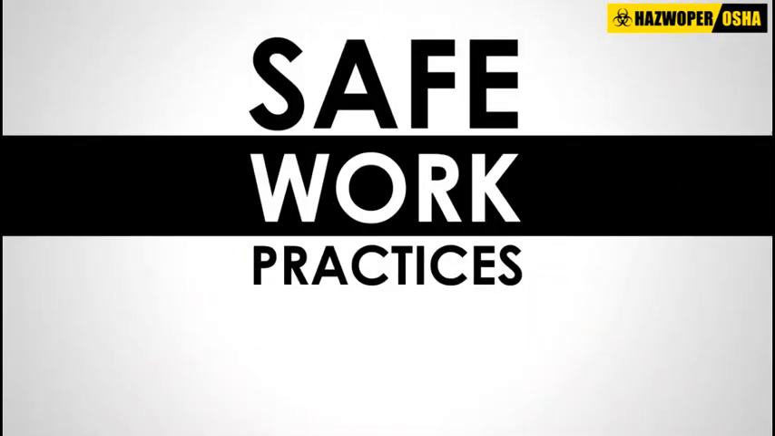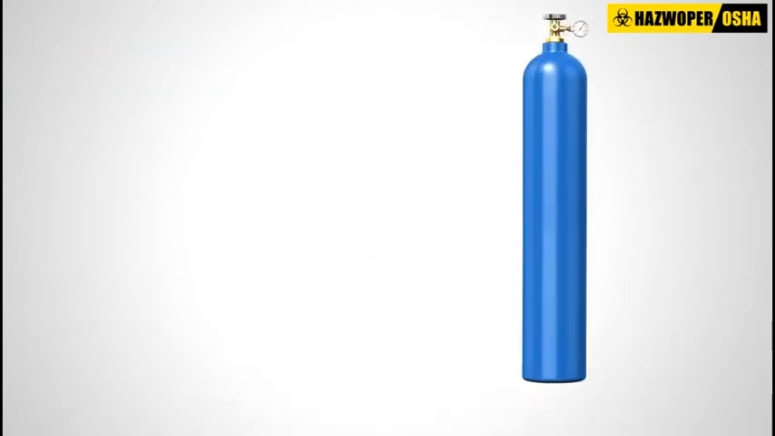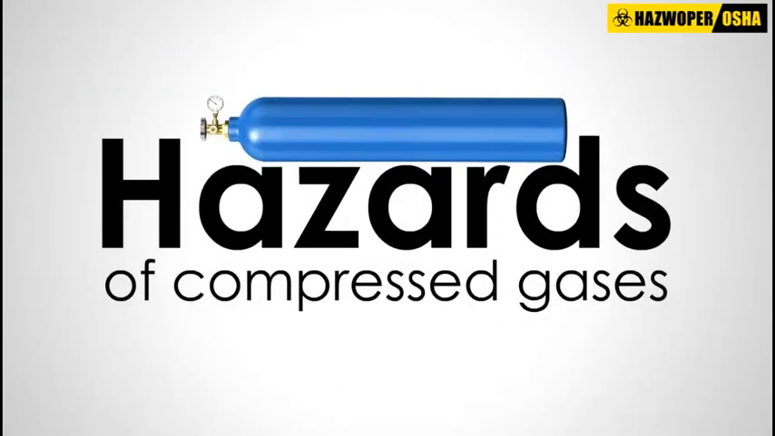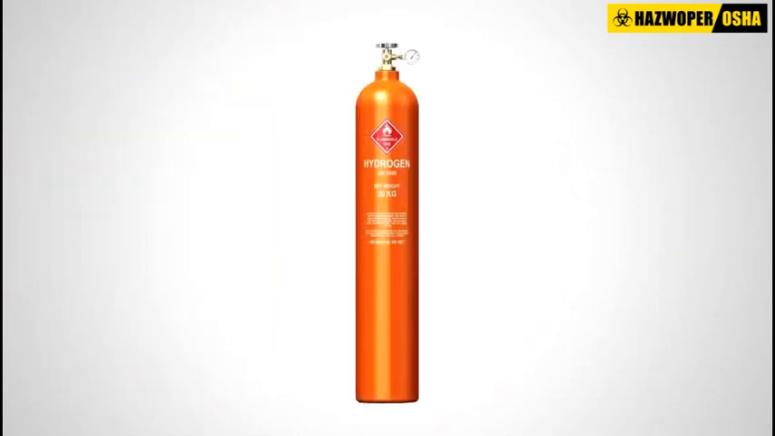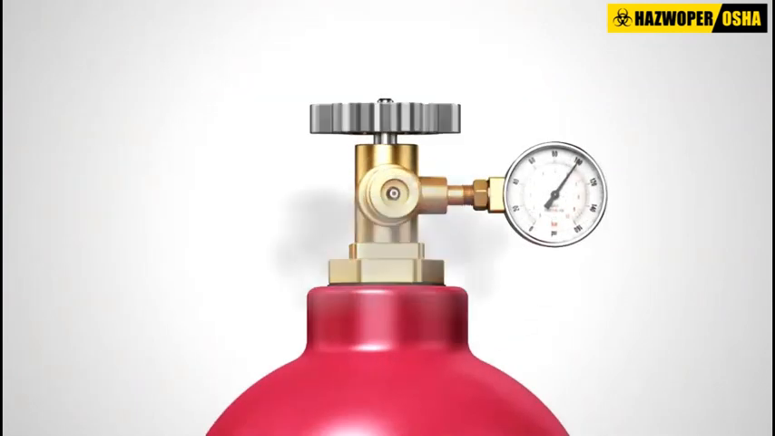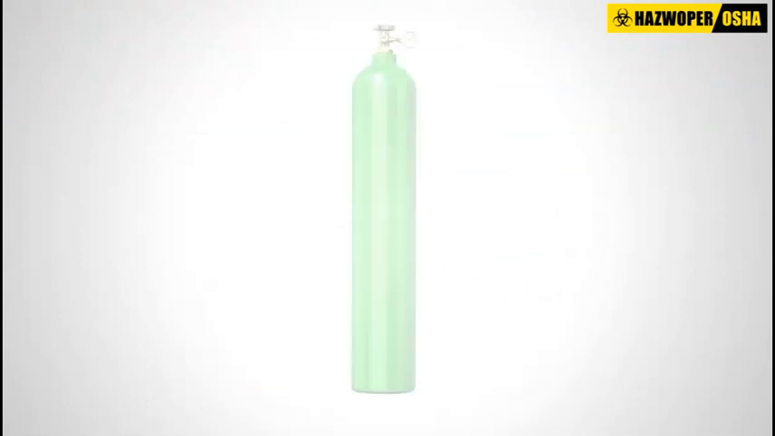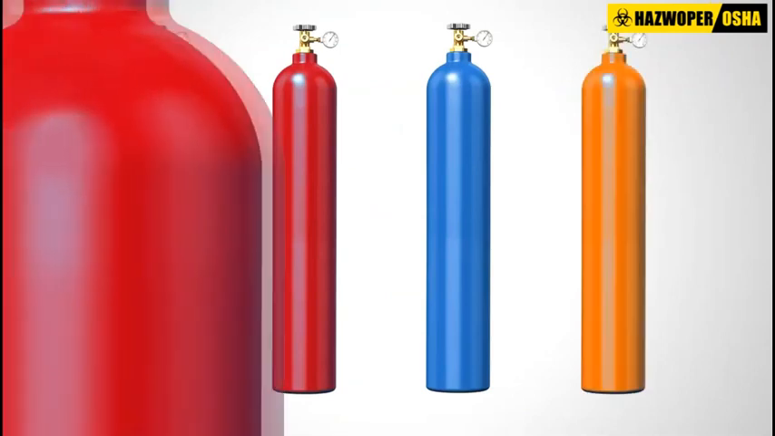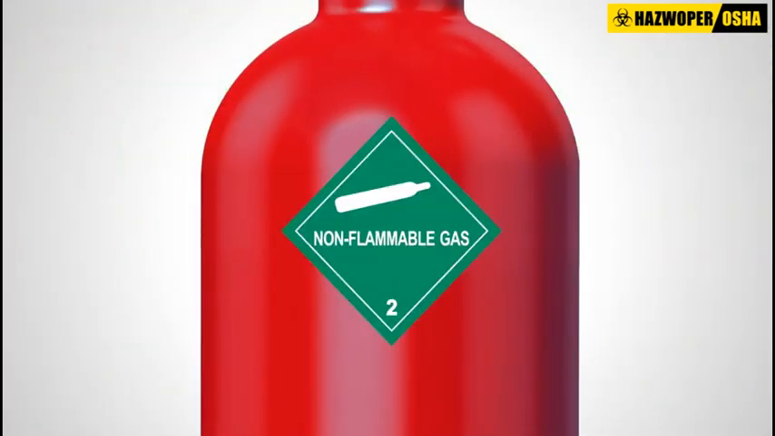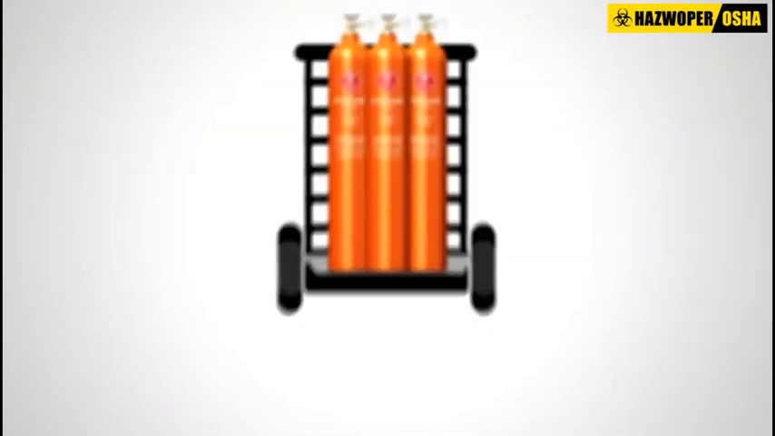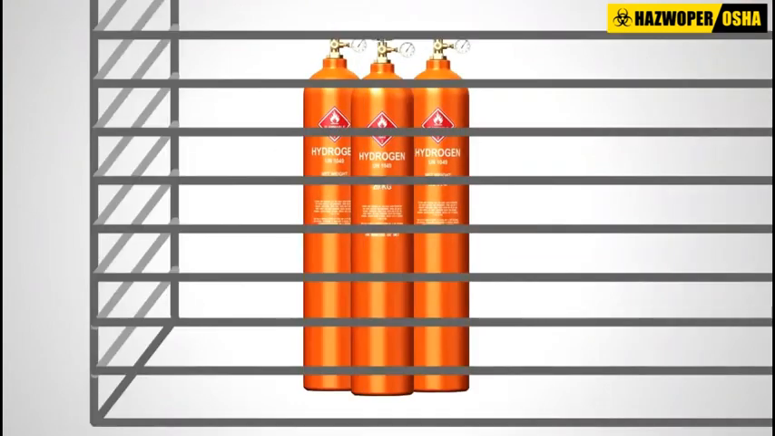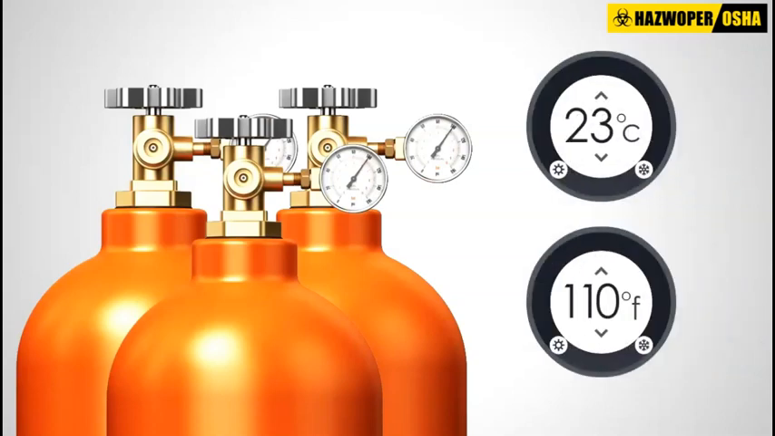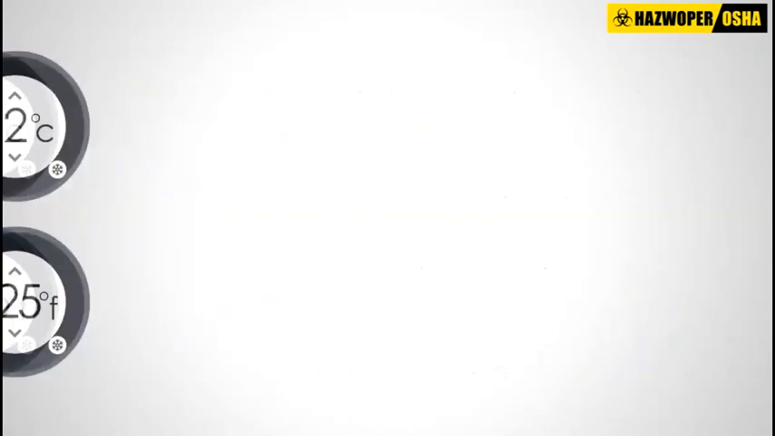The following basic safe work practices can help protect workers from the hazards of handling compressed gases. Read the safety data sheets and labels carefully, and understand the hazards associated with compressed gases. Do not color codify compressed gas cylinders, as there is no uniformity in codification and it may vary from one supplier to the next. Store compressed gas cylinders in cool, dry, well-ventilated areas away from ignition sources. Ensure that the storage temperature does not exceed 52 degrees Celsius or 125 degrees Fahrenheit.